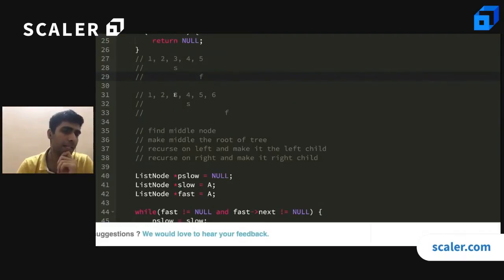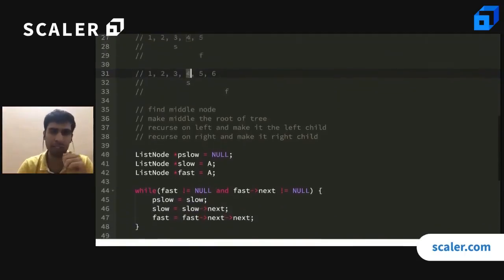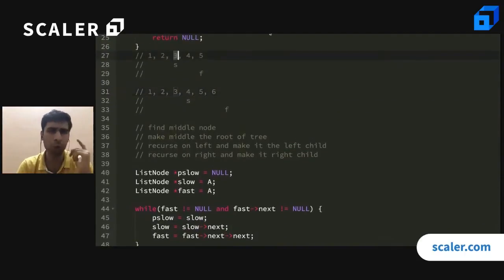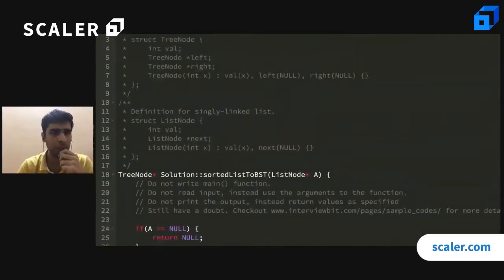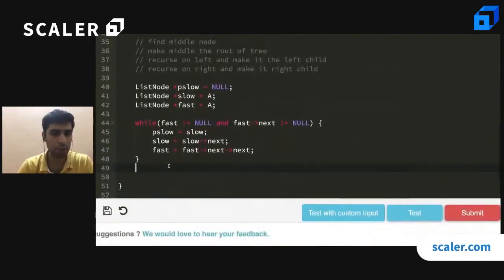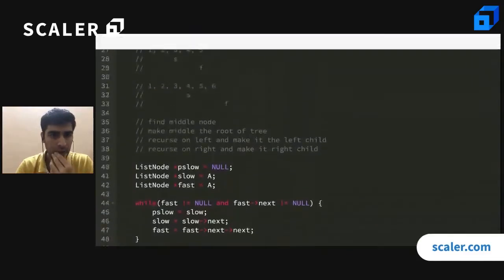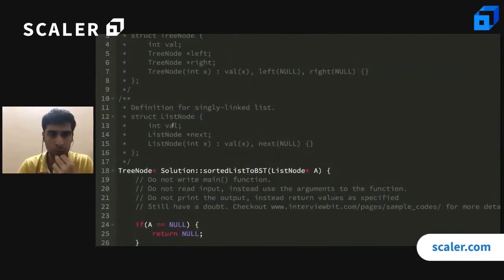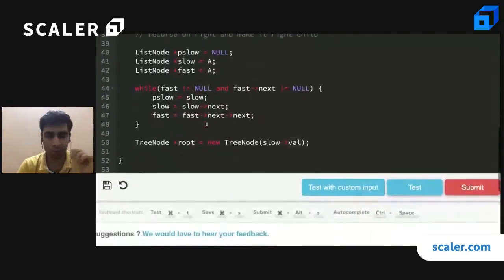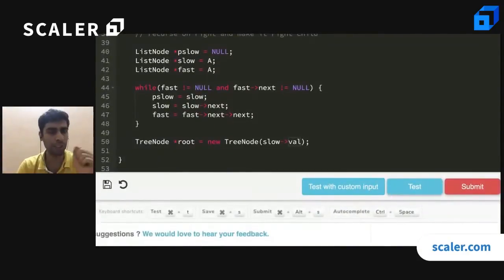Okay. In any case, previous slow is going to point to the node before the slow. Let us say I always make the slow node my root. Because slow is always going to point to almost the middle, I can make that the root. So I can say tree node at root is equal to new tree node, which has value equal to slow key val, right? Slow key val, great.